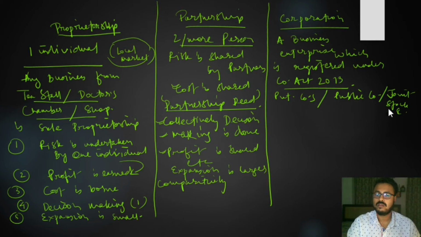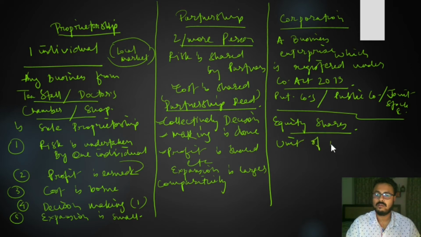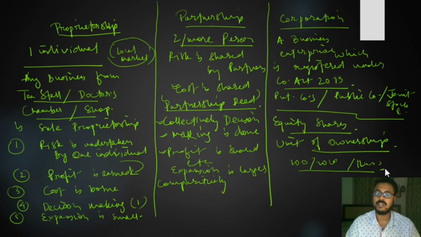So when we say stock, basically it deals with equity shares. These are nothing but units of ownership. So here owners are basically more than one. It can be 100,000, lakhs. So there is no limitation on the number of owners.